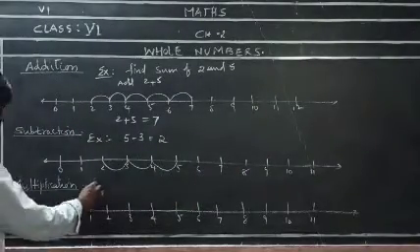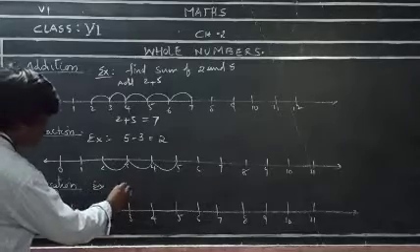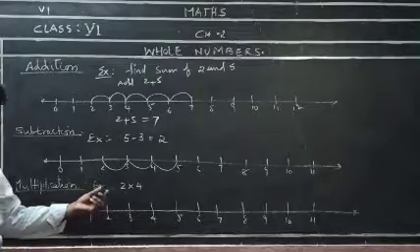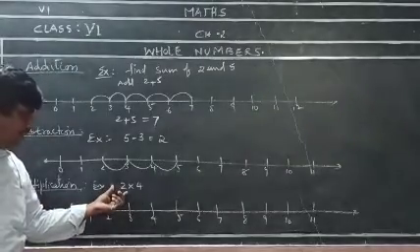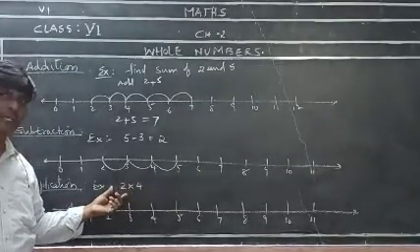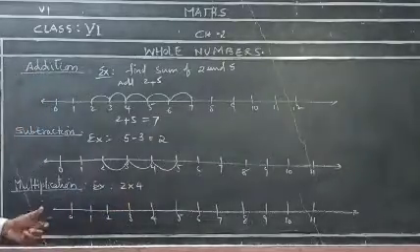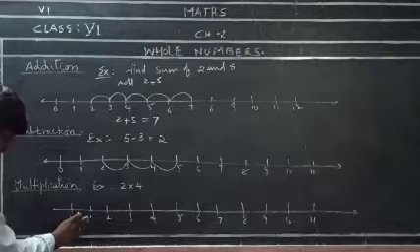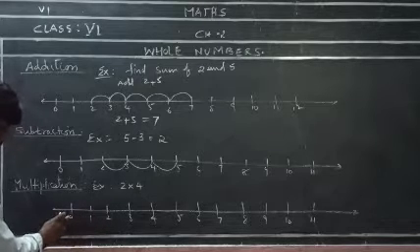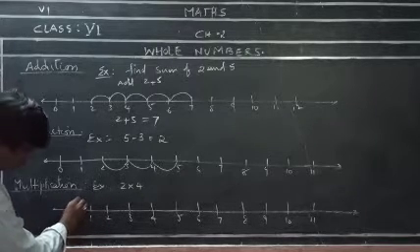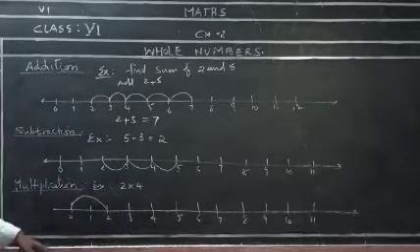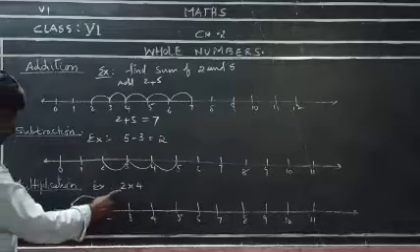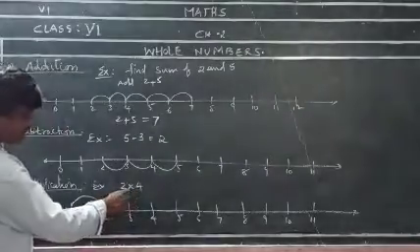Suppose the example is 2 times 4. 2 times 4, that means what? 2 units repeated 4 times. How will you represent that? 2 units means from where to where? Here to here is 1 and here to here is another 1. Therefore this is 2. So how many times is it repeated? 4 times. 2 is repeated 4 times.